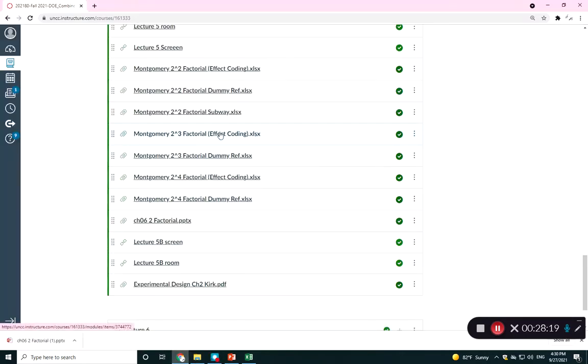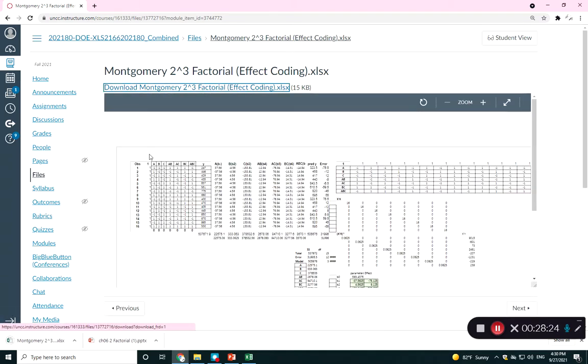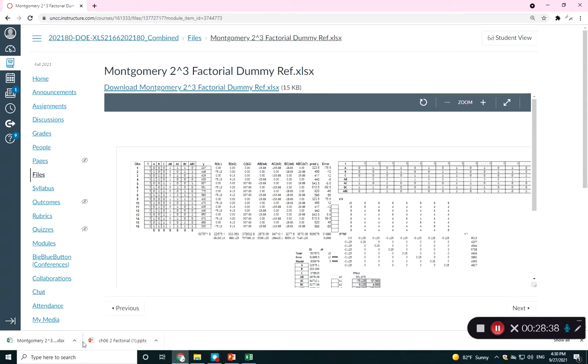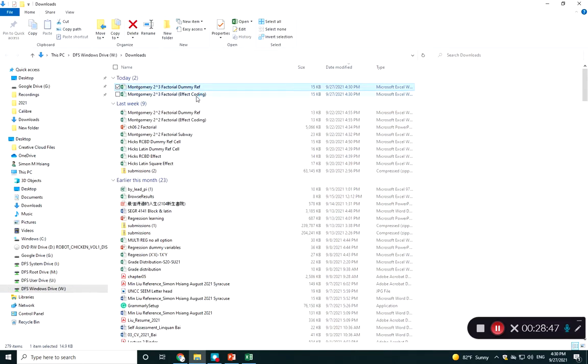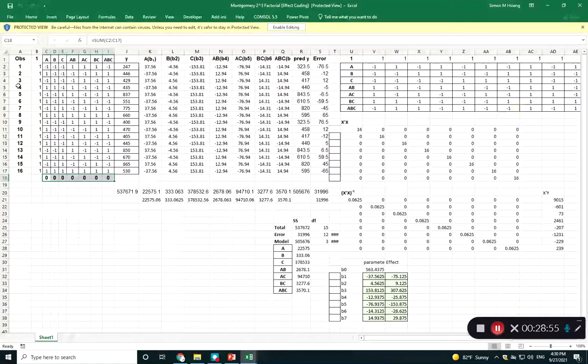Okay, so now let's build the sum of square using the dummy variable approach and using the effect and factorial dummy. Okay, so how to do that? We'll start with the positive 1, negative 1 approach. Here we go. So, the positive 1, negative 1 approach.